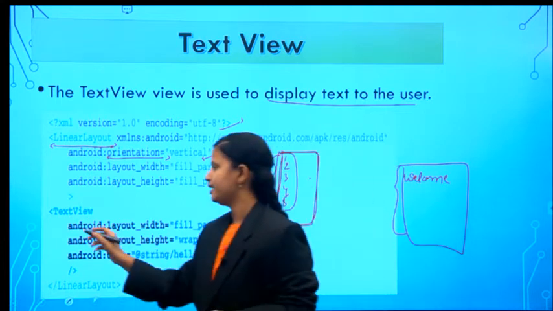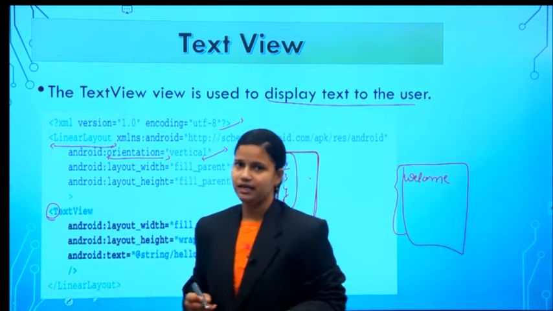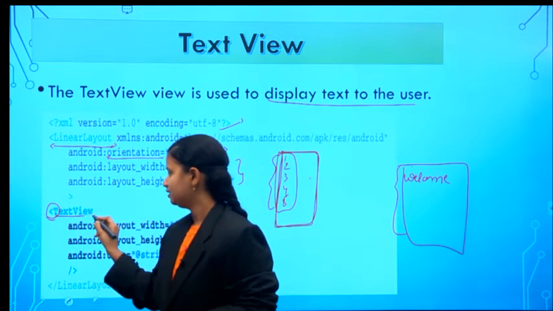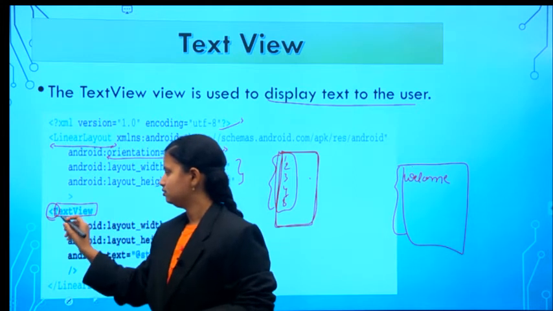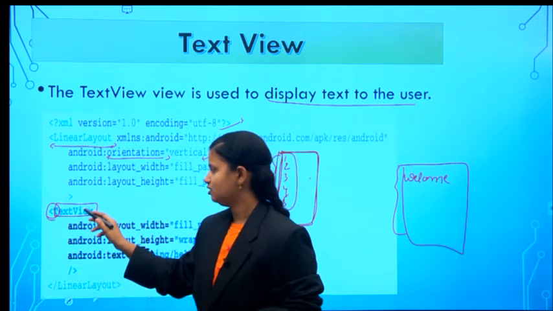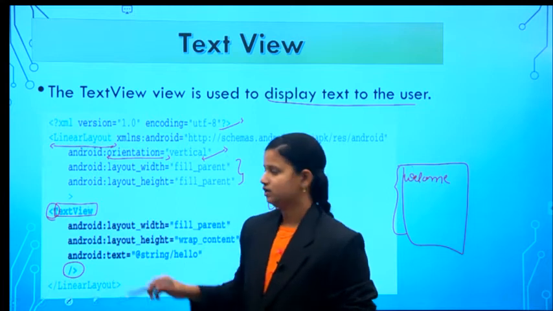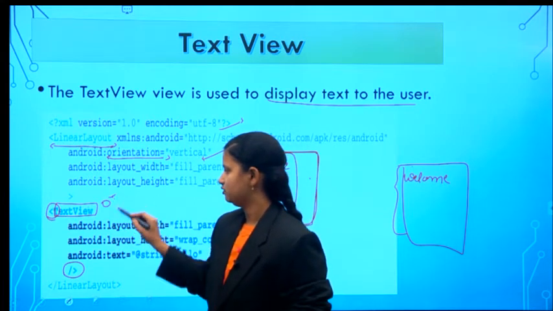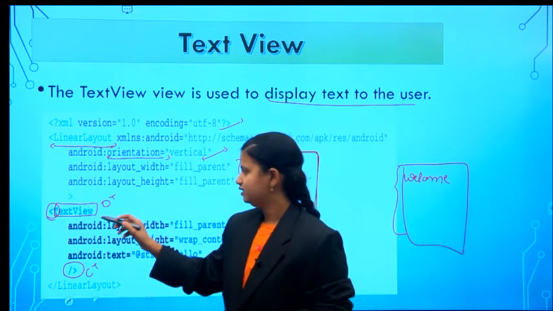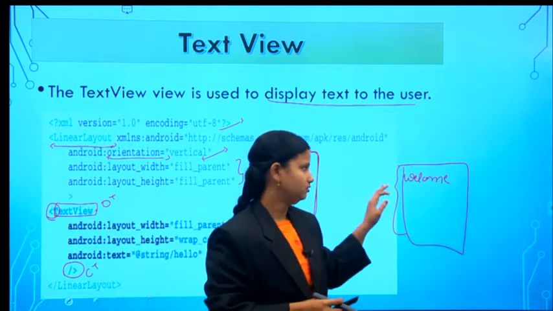How we have to add a text view is nothing but anything will start with less than. Any view will start with the symbol less than, and I want to add a text view. So you have to write less than text view, and the ending of this text view is to be like this slash greater than. This is the opening tag of your text view and this is the closing tag of your text view.